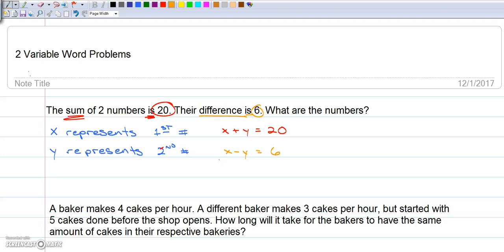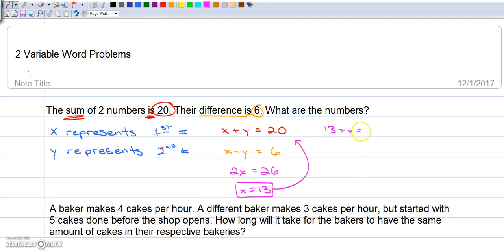And looking at that, it looks like it's pretty much set up for elimination right now. When you look at it, it's stacked up with the x's on top of the x's, the y's on top of the y's. I have a positive y and a negative y. They're going to cancel each other out. As soon as I add these two equations together, I get that 2x is equal to 26. Notice the y's canceled out. X is 13. Take your answer, plug it back in.